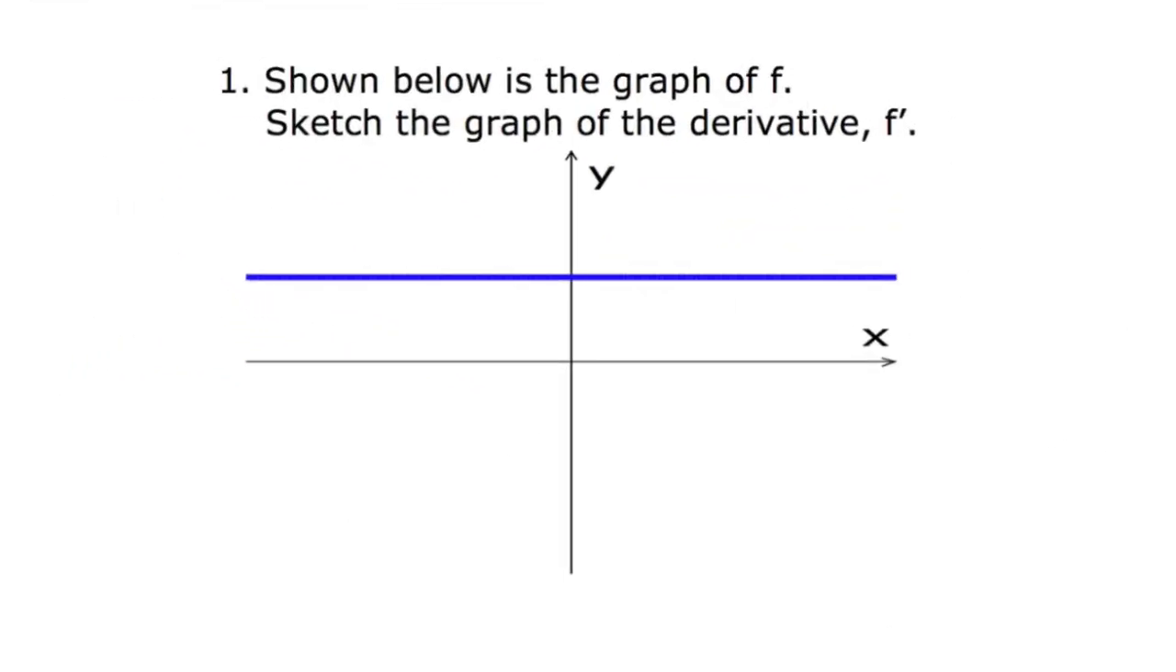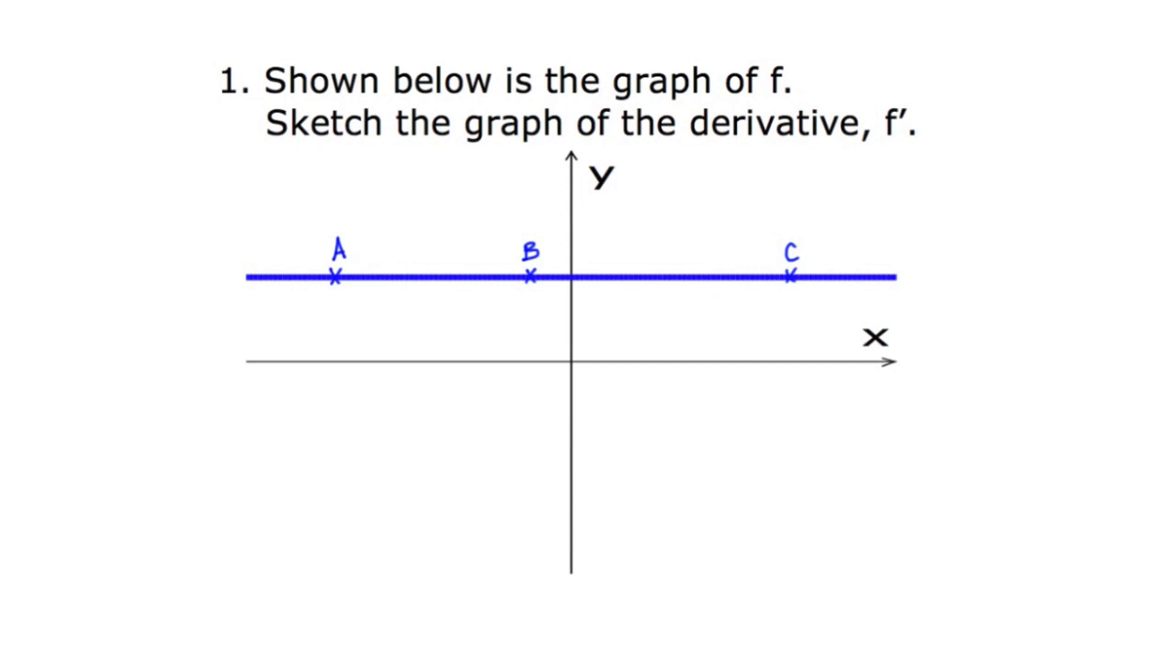In example 1, we're shown the graph of a horizontal line f, and our job is to sketch the graph of the derivative, or f prime. There are several ways you could go about doing this, but what I'm going to do is identify 3 arbitrary points on this horizontal blue line. I've identified 3 points on the horizontal blue line, naming them A, B, and C.